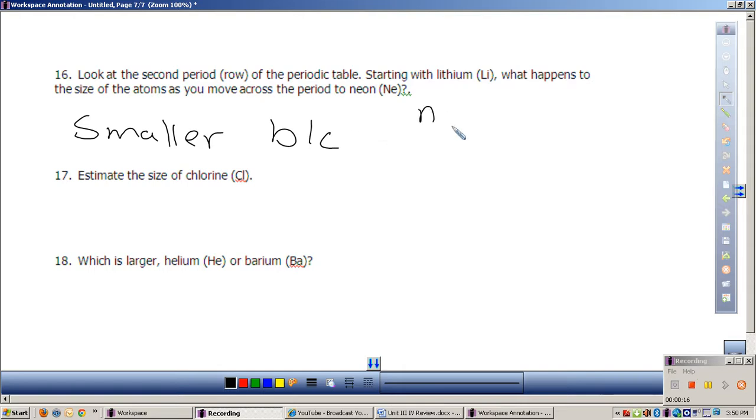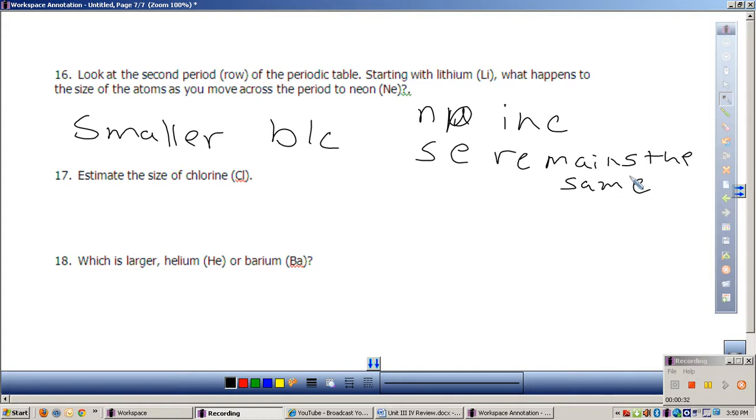the nuclear pull, so the number of protons, increases, all right, and the shielding electrons remain the same. The nuclear pull increases, the shielding electrons remain the same. So basically that nuclear pull gets stronger as you go across because of that.